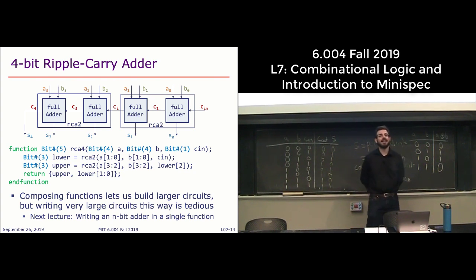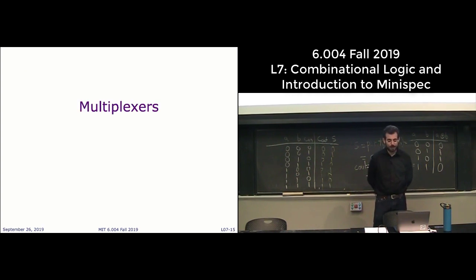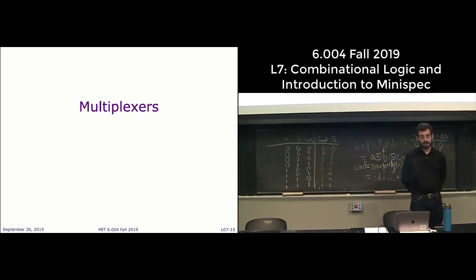It's kind of tedious though. We just redid the exact same procedure. So yes, we're gonna build larger circuits this way, but if you had to write a 256-bit adder, this would get kind of tedious. So next lecture, we're gonna see a way to write an n-bit adder for any value of n in a single function. Okay, so we'll pick this up next lecture. But before, for the rest of the lecture, let's look at the two other circuits that I mentioned.